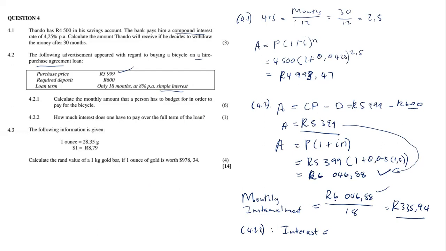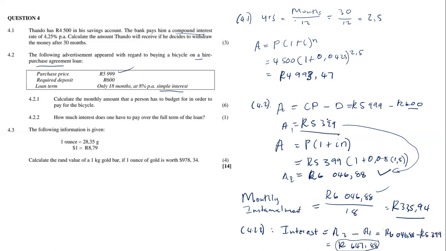Our interest is going to be A. I'll call this A2 because here is A1. It's going to be A2 minus A1. A2 in this case is 6,046.88, subtract A1, which is 5,399. When we punch this on our calculator, we get 647.88. So this is the extra amount that Rorisang is going to pay.